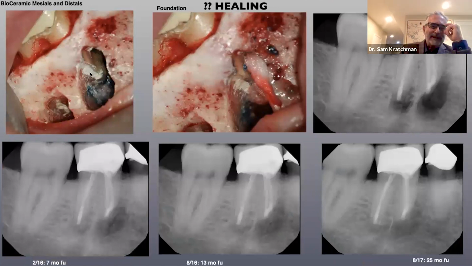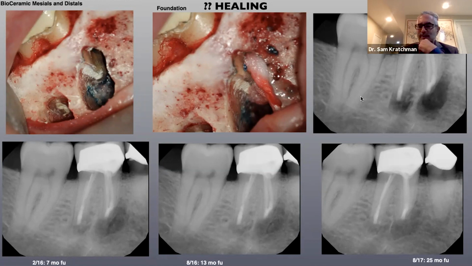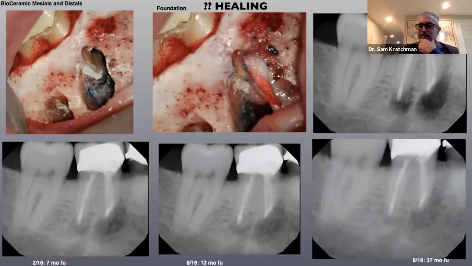I do the root end fillings on mesial and distal. I place the foundation in here, and then I shove the foundation up into the mesial aspect of the root where that potential crack line is, or potential lateral canal, to seal it. And then I put another piece of foundation apically. Here's my post-op 13-month, 25-month, 3-year follow-up.